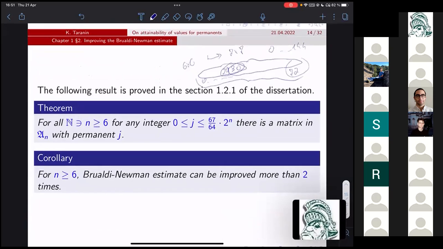Okay, this part was about the small values of 0-1 matrices. Can you say a few words about the proof? Do you construct matrices with all these intermediate permanents? Yes. Mm-hmm. Clear. Okay. Thanks.